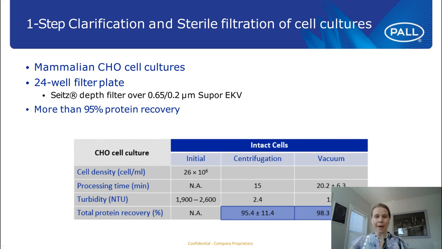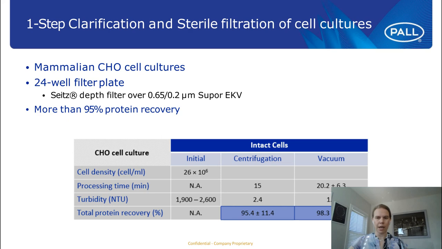highlighted in blue, for this particular assay, mammalian CHO cell cultures, intact cells, we see more than 95% protein recovery using the 24 well filter plate containing those two membranes. So we had a clarification membrane, which removed those bigger particles, and then we used the sterile filtration just to clear up and to recover protein at the end.